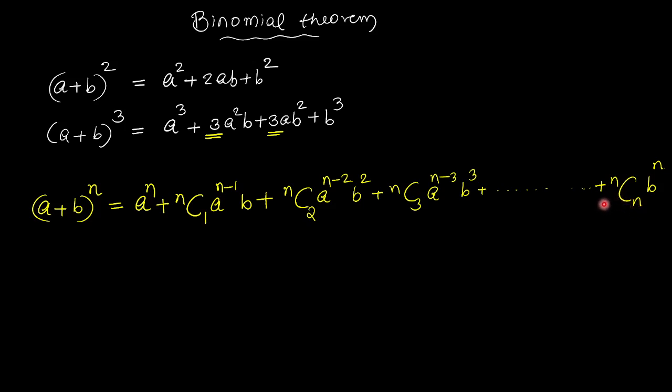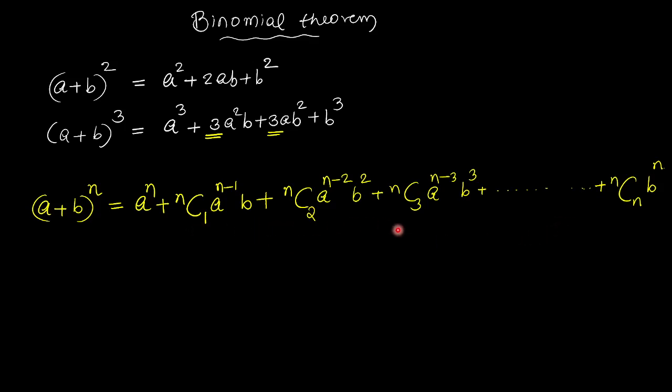Okay, don't worry, I will send the recorded class after this. nCn, we studied that it is 1 actually. So the last term is b raised to n. To understand the pattern, I have written nCn. Okay. So this is the expansion. This is said to be binomial theorem.